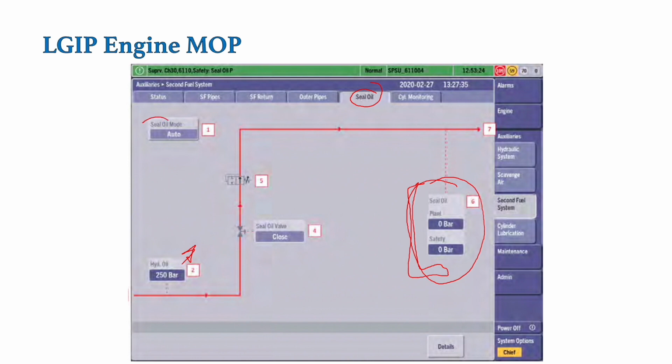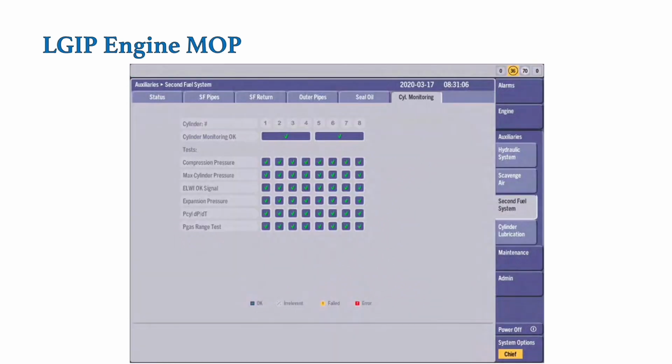So this system is always maintained in auto condition. And during my tenure on the ship, there was a test going on for reducing the seal oil pressure from 80 bar to 65 bar. Basically we were trying to reduce the sealing oil pressure so that the amount of oil which is going into the engine and clogging the nozzles can be reduced. So for that purpose the sealing oil pressure may be reduced in future from 80 to 65 bar. So now we will see the cylinder monitoring tab.